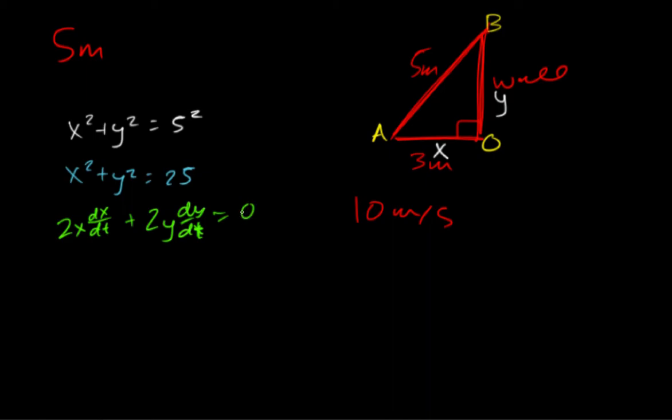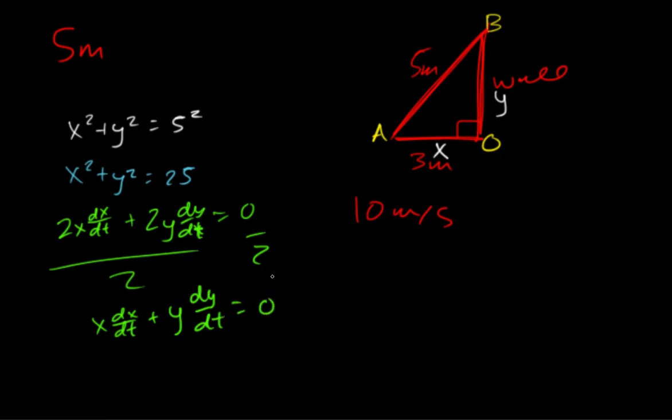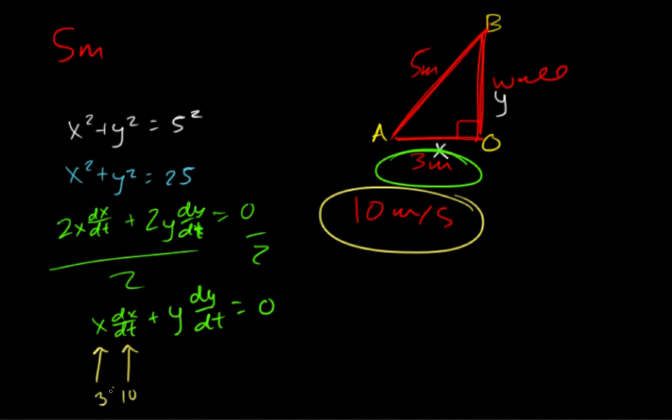And if we divide everything by 2, we get x dx/dt plus y dy/dt is equal to 0. Okay. Now we're going to plug in the particular values. So our x value is going to be 3. Our original rate is 10. And I think they gave us y. Let me check.